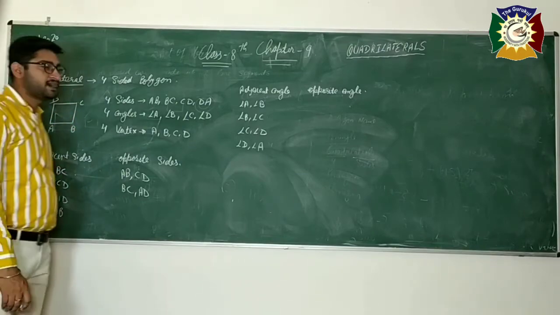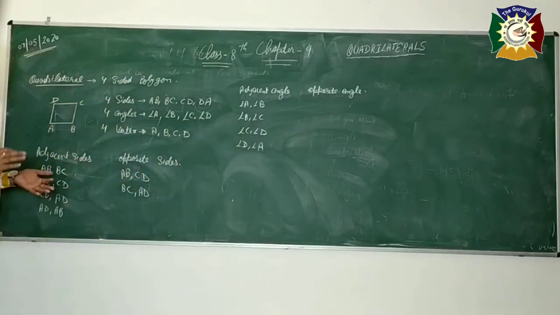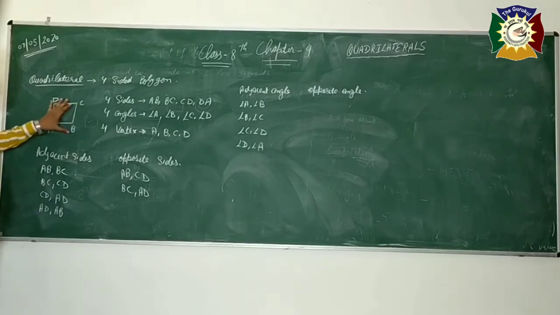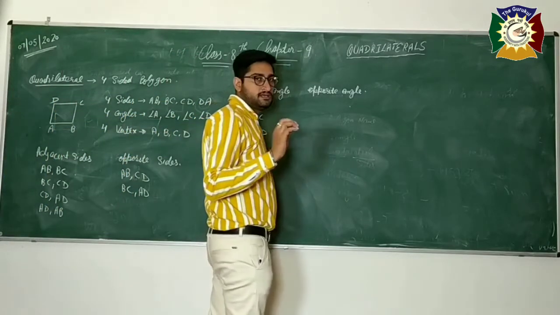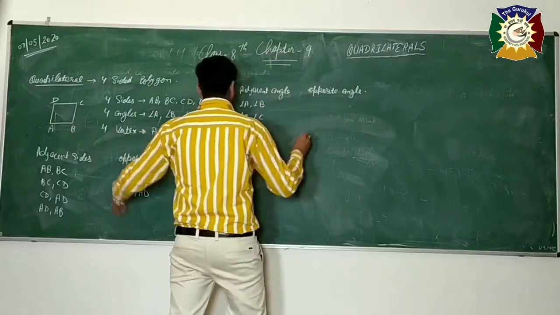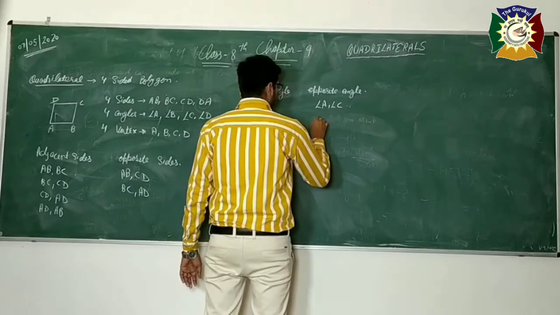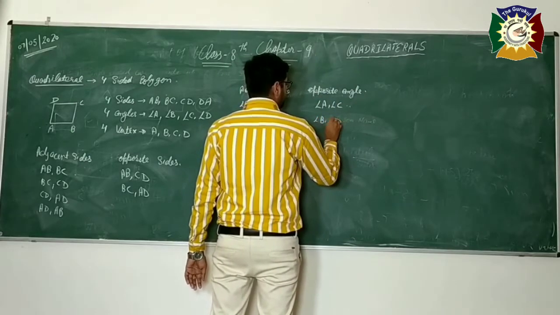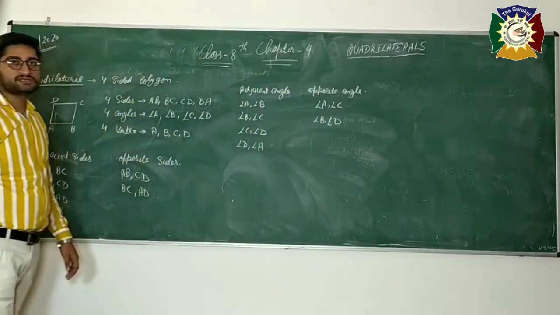Now next come the opposite angles. Opposite angles are those which are opposite to each other, or we can say not having a common vertex. So angle A and angle C, you can see these are opposite to each other and not having a common vertex or common arm. So angle A and angle C, and angle B and angle D. So these are two pairs of the opposite angles.